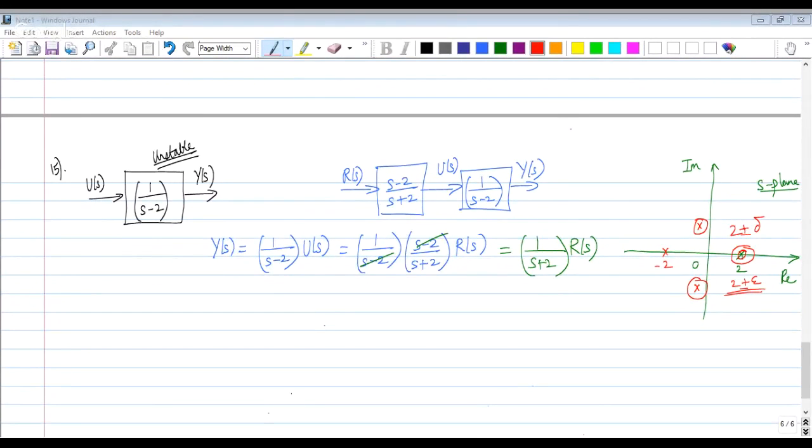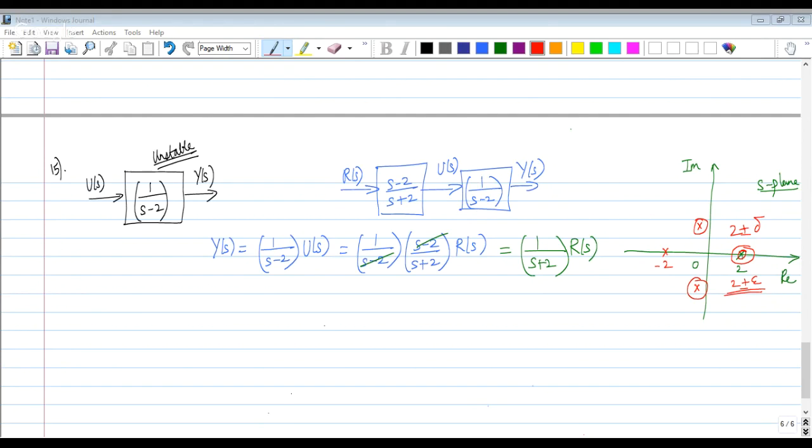How to calculate a steady state error for non-unity feedback systems? I'm not sure whether we have come to steady state analysis yet. We will do it. Okay. So those things are coming up in the future lectures.